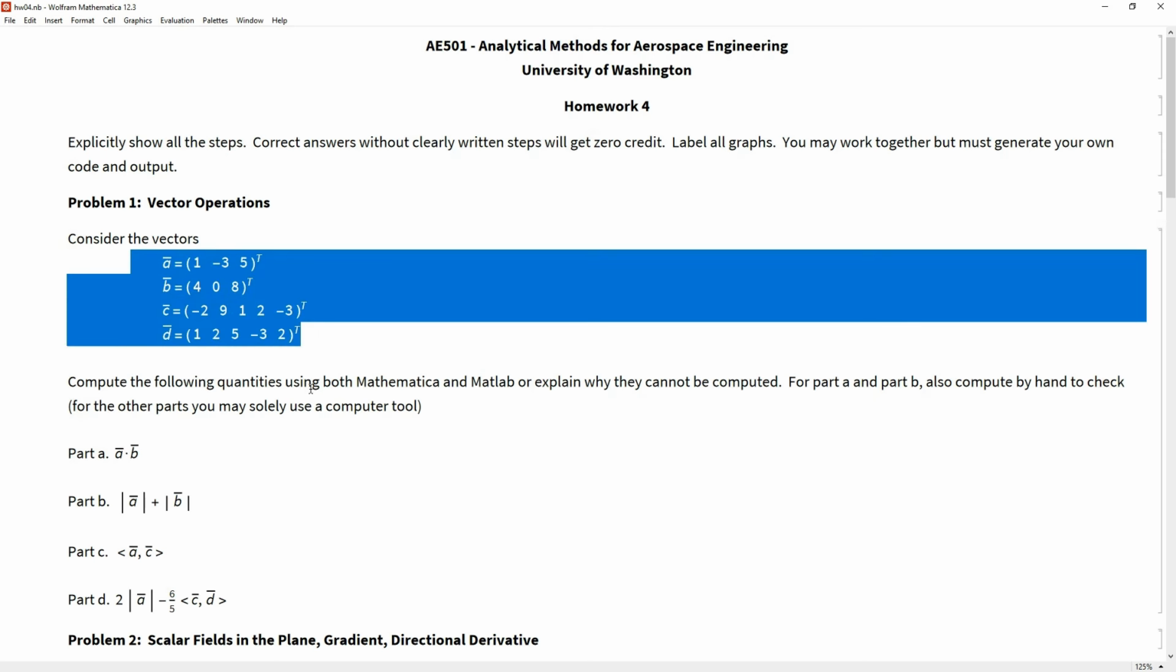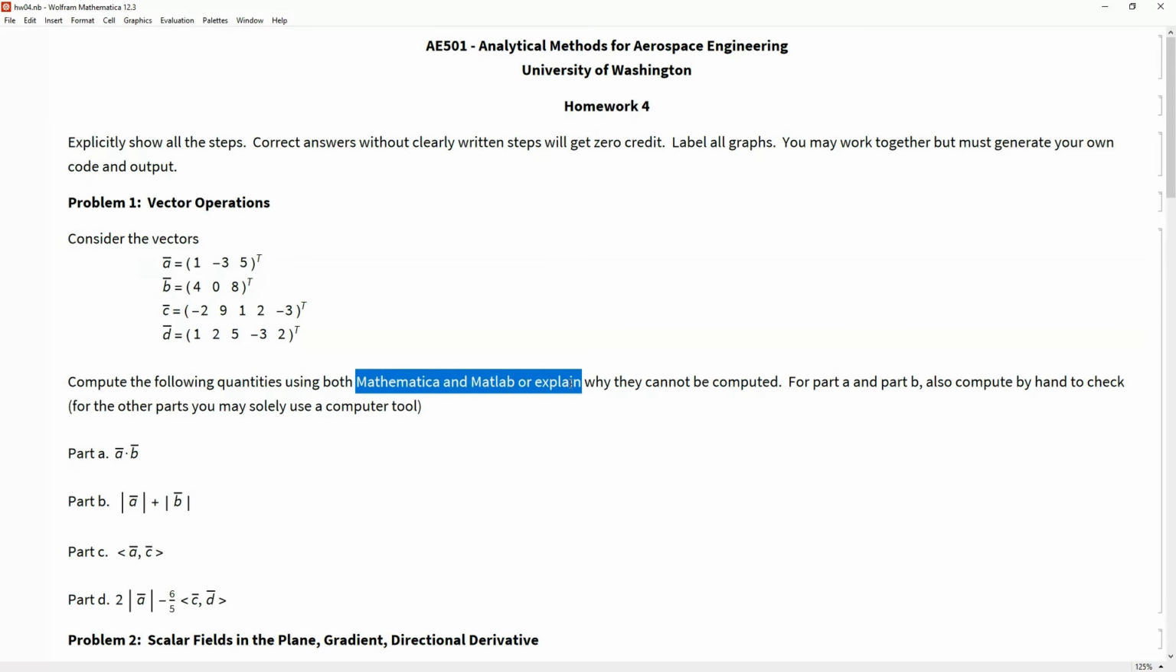I'm going to give you a couple of vectors, namely these 4, and I would like you to just use MATLAB or Mathematica to compute a couple of different quantities, like compute this, A dot B, compute this. And again, I'll let you watch the videos to discuss what this notation means, but you're going to do this plus this. Then in part C, you're going to do this operation. Part D, you're going to do this operation.